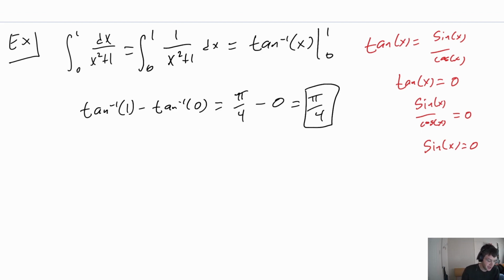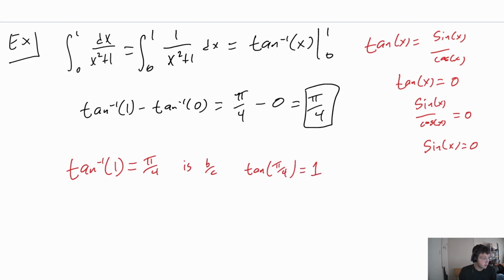One more time to reiterate, I'll change color here. The reason the inverse tangent of 1 equals pi over 4 is because if I plug pi over 4 into the regular tangent function, I get 1 as my output. The inverse tangent and the tangent function undo each other. So if I take the tangent of pi over 4, I get 1. And that means if I take the inverse tangent of 1, I'll get pi over 4. Cool.